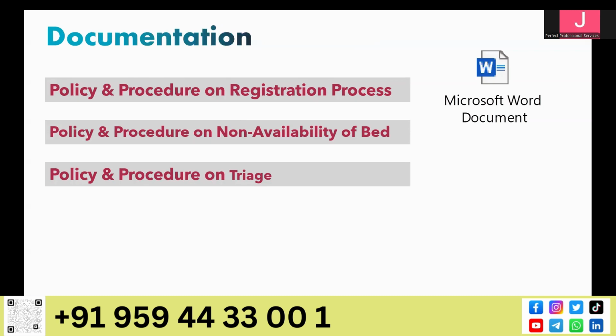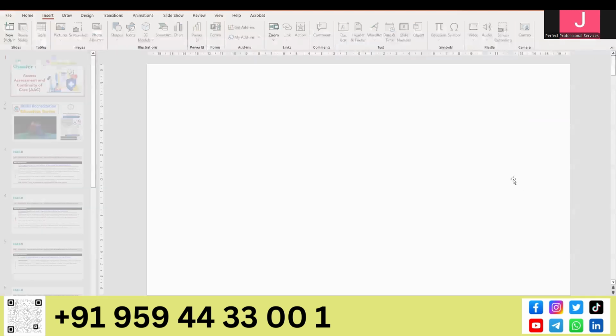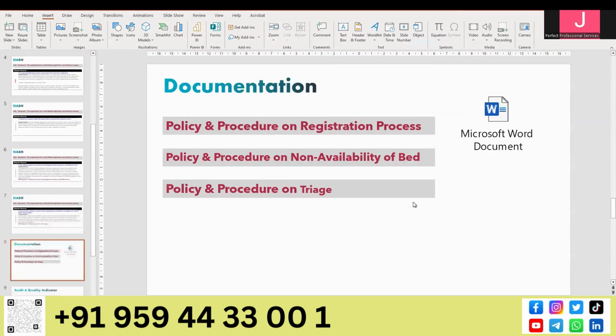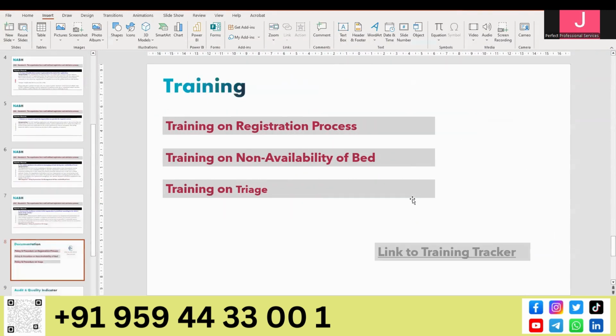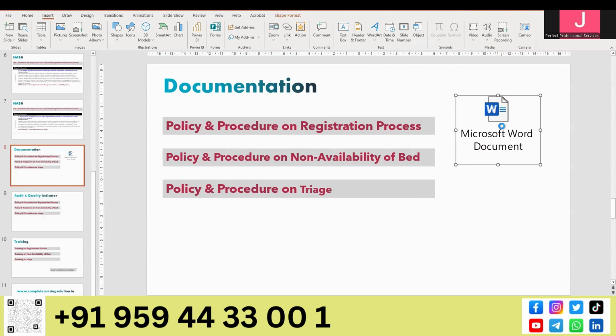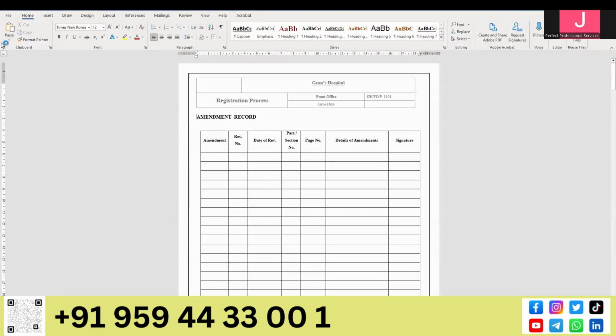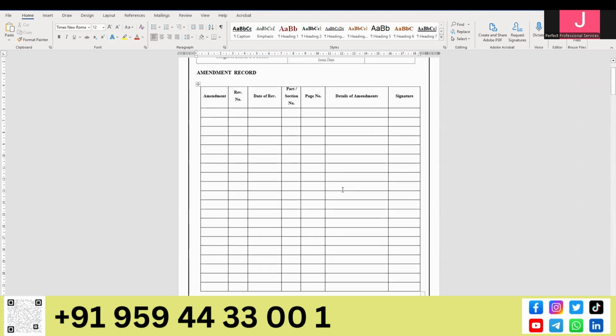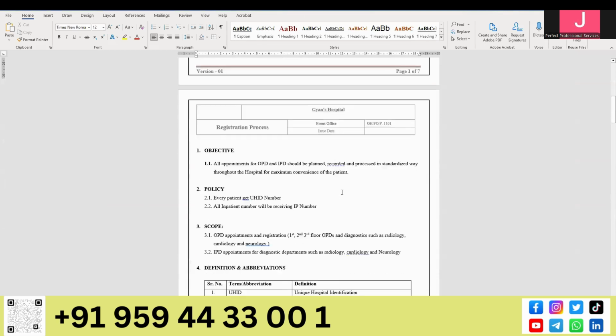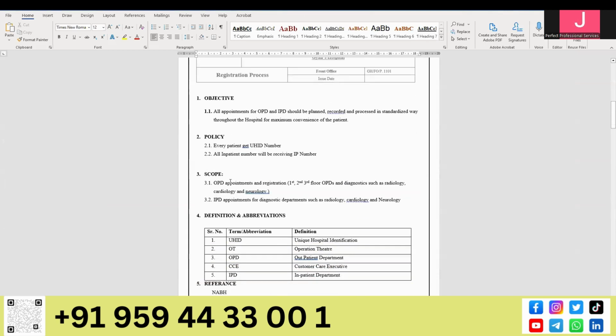In this video, we'll be only seeing the registration process. Let me just go back. So let's see my registration process, the SOP or policy and procedure on registration. As already explained in the last video, what will be on the header and what will be on your footer. So let's move on to page 1.